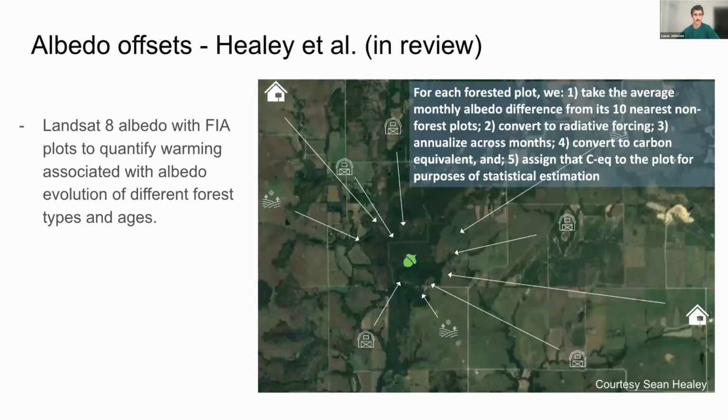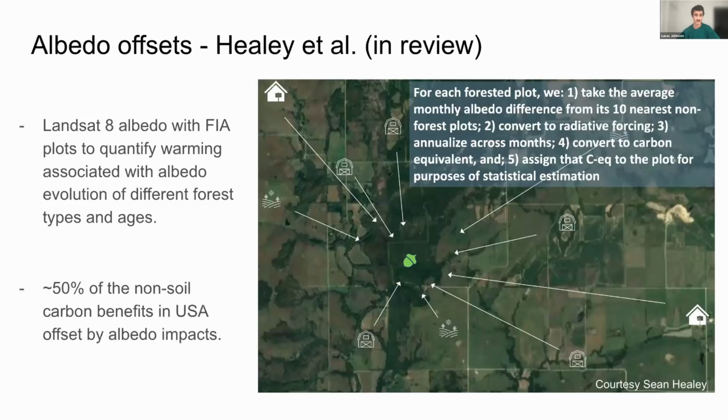So some detail on what they're doing. They use this Landsat albedo data to compute the monthly difference between albedo at each forested plot and its 10 nearest non-forest plot neighbors. They then convert that difference into a radiative forcing and annualize it over each year, and finally convert it into a carbon equivalent albedo offset value. Then with FIA conditions as weights, they estimate the carbon equivalent albedo offset for each forest type and 10-year age bin using the statistical properties of the FIA sample. And with this technique, they estimated that roughly 50% of the non-soil carbon benefits in the United States are offset by albedo impacts.